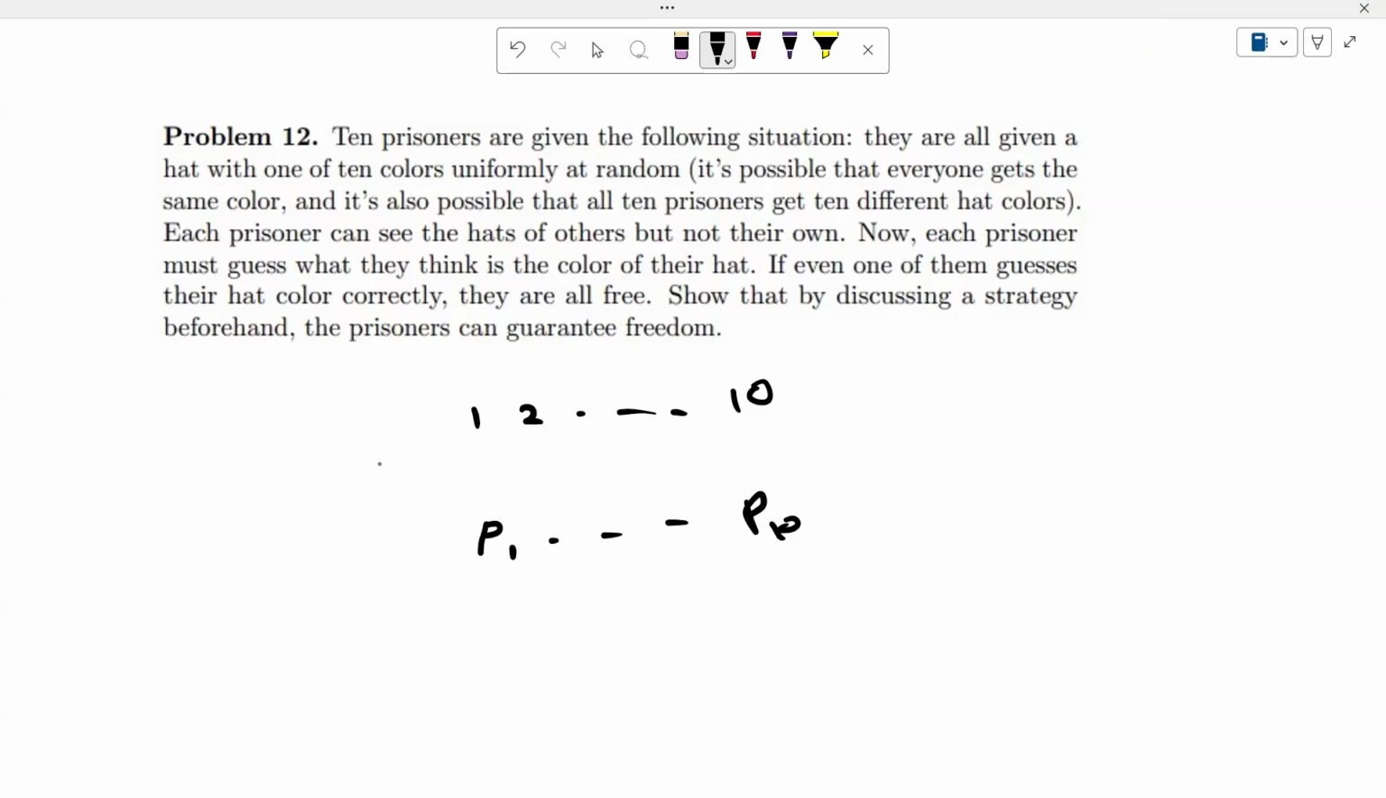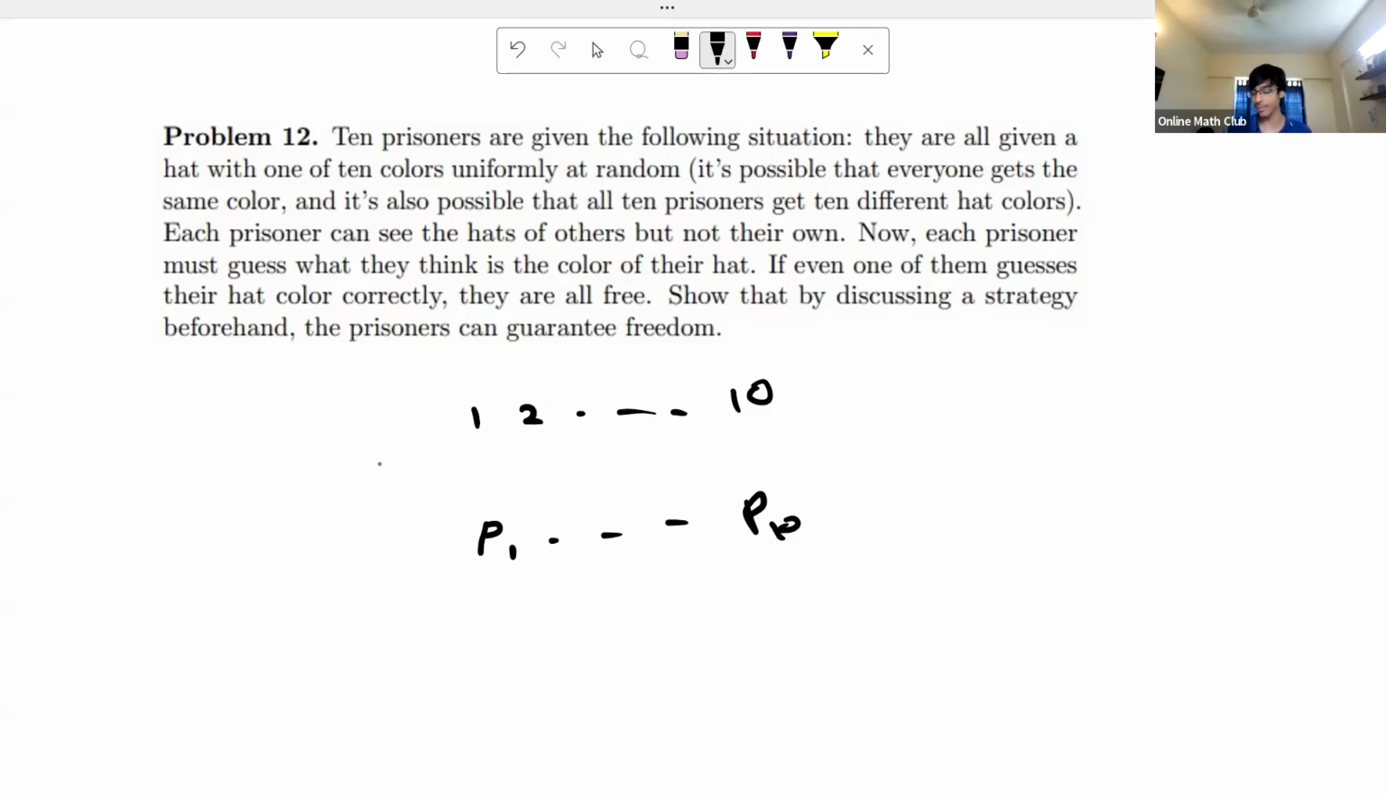One thing I'm thinking is the first prisoner sees the second prisoner, and suppose the second prisoner is wearing a red hat. So the first prisoner says red. Then the second prisoner sees the third prisoner's hat, and suppose it's yellow. So the second prisoner says yellow, and they complete this circle. Yeah, that's a very good idea. The only problem is what if all 10 are wearing different colors? Then this is guaranteed to fail, right? Because you're going to guess someone else's color, which is going to be different from your own color.